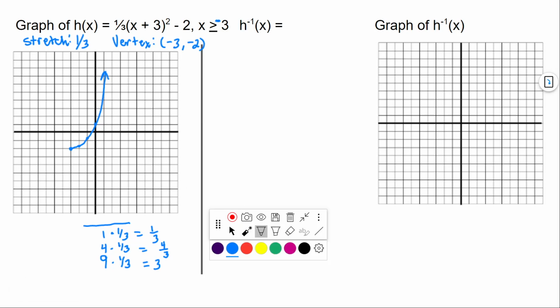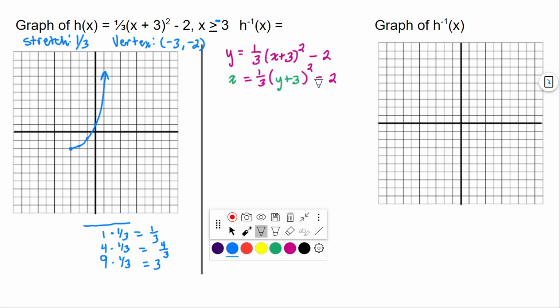Now let's algebraically find the inverse of this function. So again, I'm going to start by writing it as y equals 1/3 times (x plus 3) squared, subtract the 2. The next thing we do is we switch the x and the y, so it's going to say x equals 1/3 times (y plus 3) squared minus 2, and I need to start undoing this to get the y by itself.